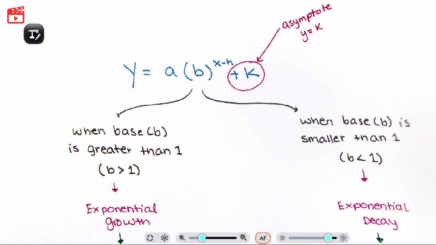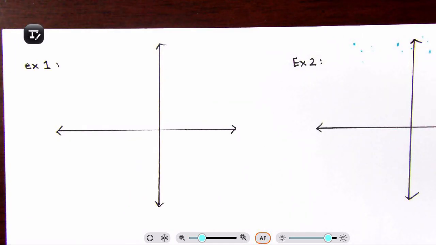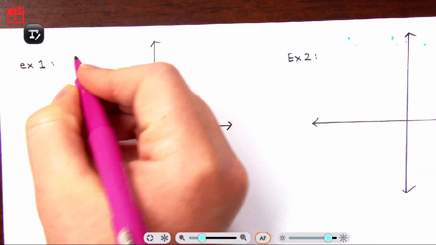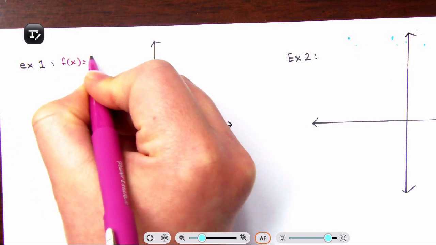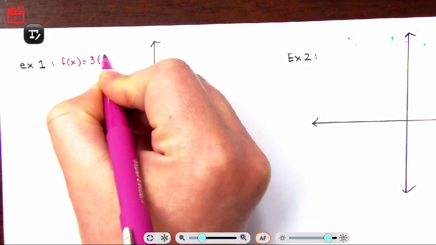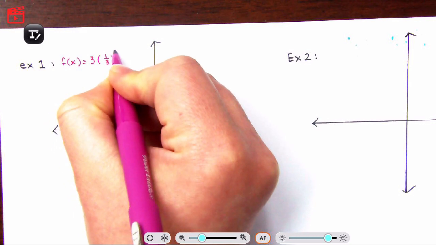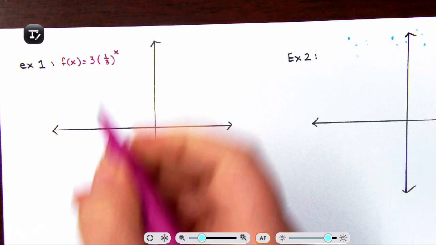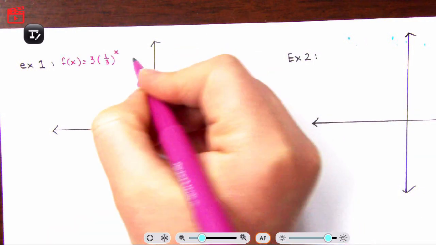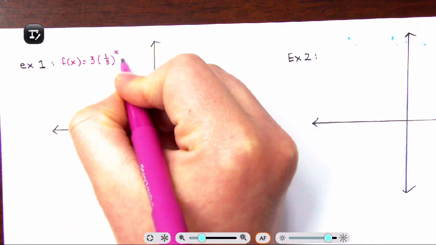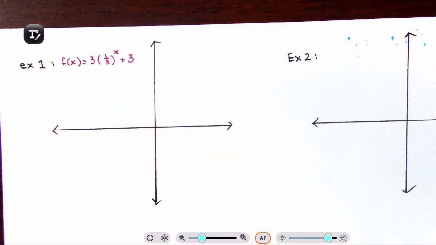All right, let's go ahead and work on asymptote just for a little bit. Let's do a quick example. Let's do f of x this time. f of x is equal to 3 times 1/3 to the x power. We're going to say our horizontal shift is 0, so we're not going to have an h, plus 3. Let's do example all threes.